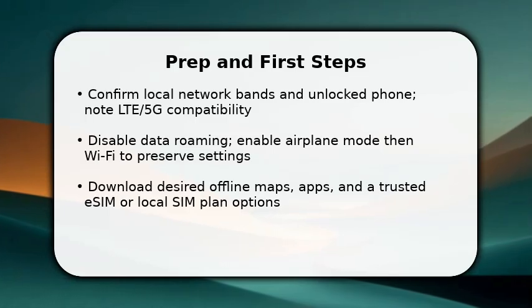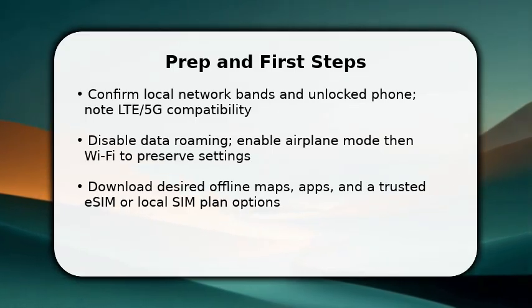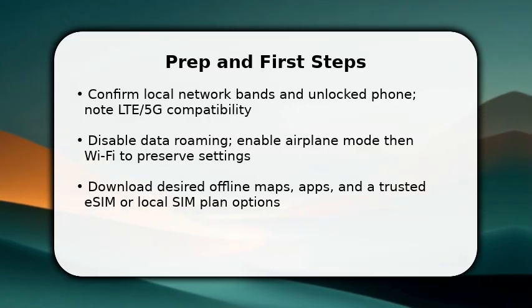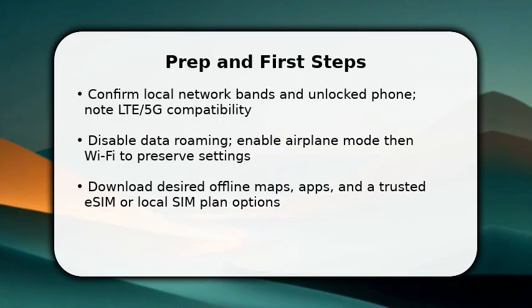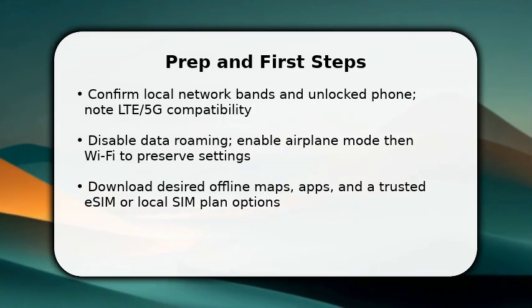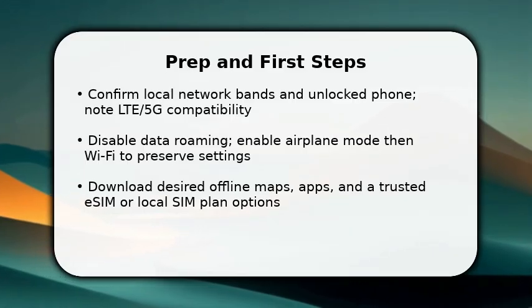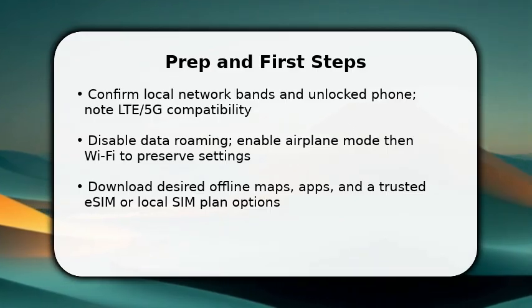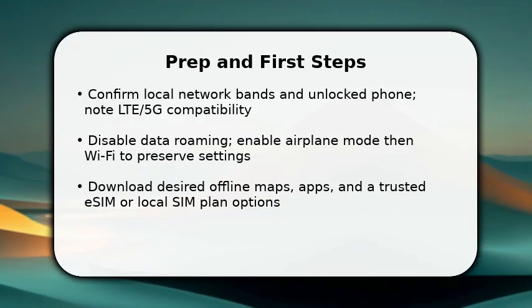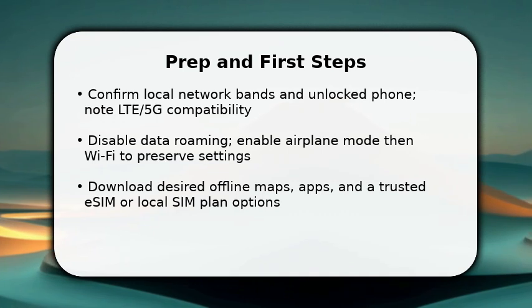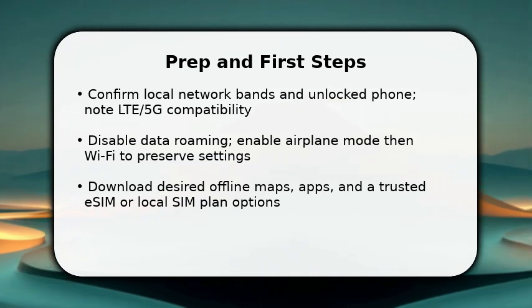Enjoy the video. You start by confirming your phone is unlocked and supports local LTE or 5G bands. That saves time when switching. Once done, turn off data roaming in settings to avoid charges, then enable airplane mode briefly and re-enable Wi-Fi to keep radios clean. Make sure you download offline maps and any travel apps now, and prepare either an eSIM QR or a local prepaid SIM purchase option so you can swap to local data without triggering roaming.